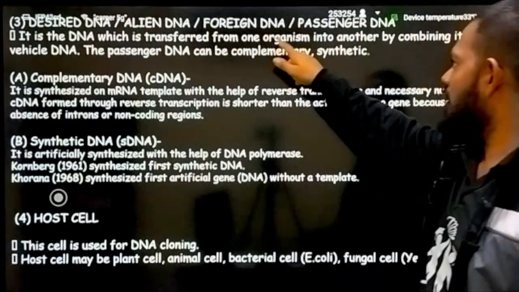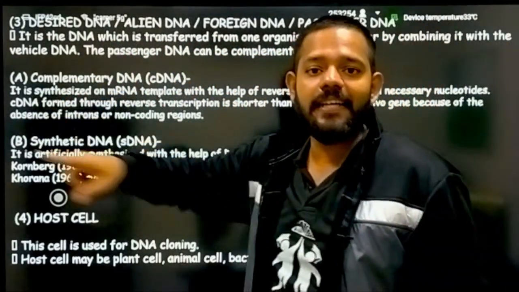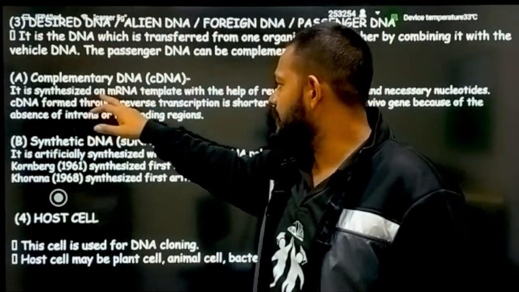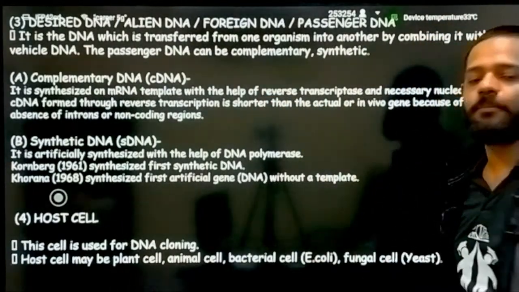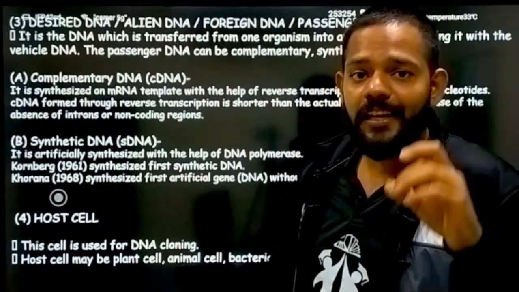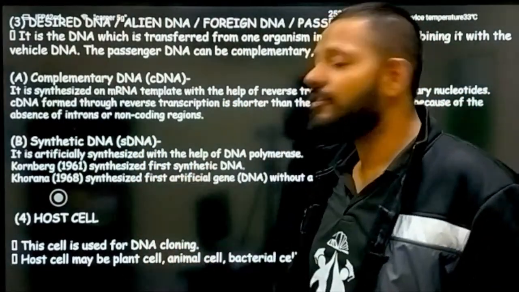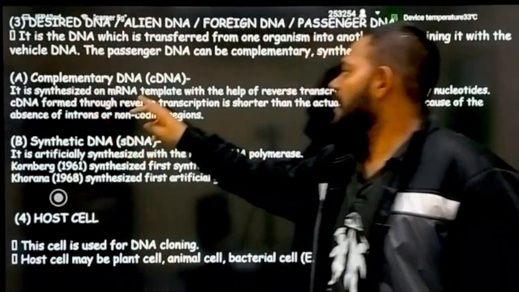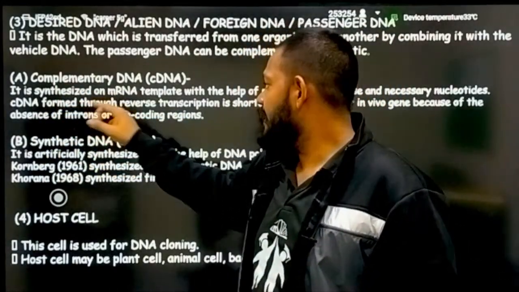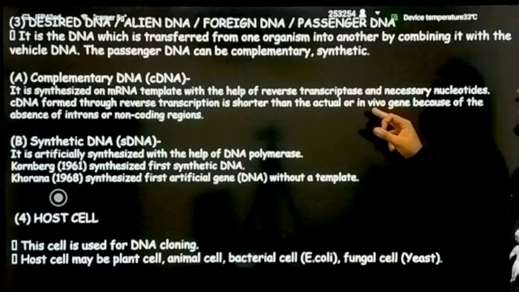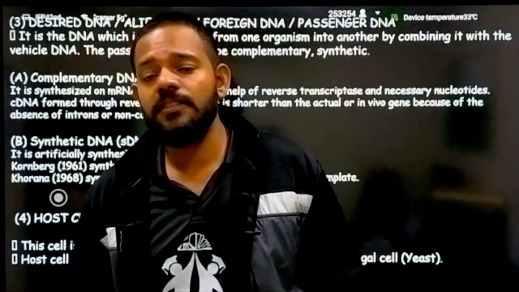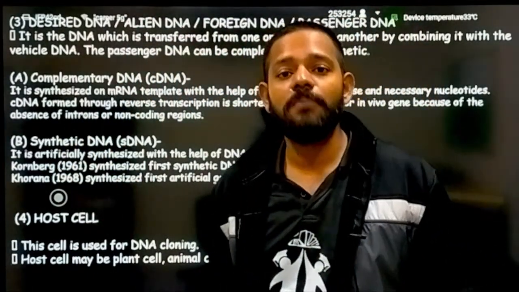It is the DNA which is transferred from one organism to another by combining it with the vehicle DNA, that is, the vector. The passenger DNA can be complementary or synthetic. Complementary DNA is synthesized on an mRNA template with the help of reverse transcriptase and the necessary nucleotides. It is called cDNA, formed through reverse transcription, and is shorter than the actual in vivo gene because of the absence of introns and non-coding regions.